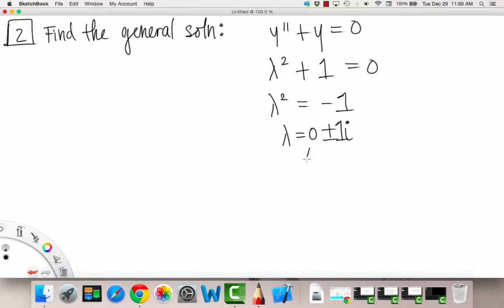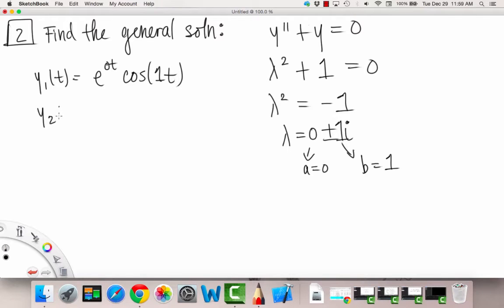So that means our a is equal to 0 for the complex number, right? And our b is equal to 1. Alrighty, so we can form our fundamental set by saying that y sub 1 of t is equal to e to the at, so e to the 0t, times cosine of bt. So that would be 1 times t here. And then our y sub 2 of t is going to be e to the at, so e to the 0t, times sine of bt. So that would be 1t here. So this is equal to, the e to the 0 terms are just 1s. So this is cosine t, and the bottom one's sine t.